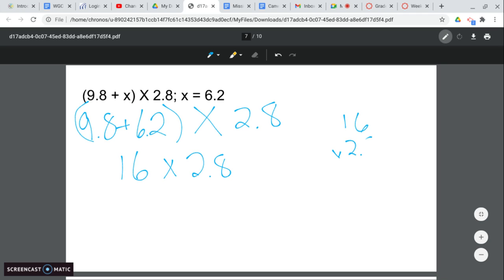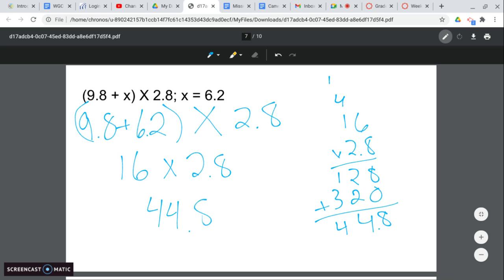16 times 2.8. 8 times 6 is 48. 8 times 1 is 8. Plus 4 is going to give us 12. Put the 0. 2 times 6 is 12. Carry the 1. 2 times 1 is 2. Plus 1 is 3. Add these together. 8, 4, 4. And don't forget our decimal. So 16 times 2.8 is going to give us 44.8.